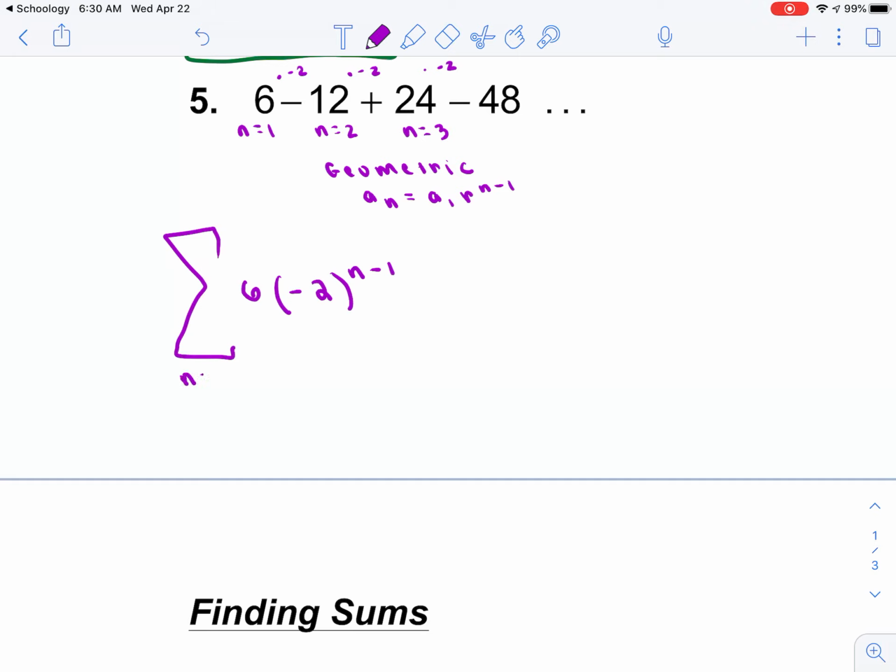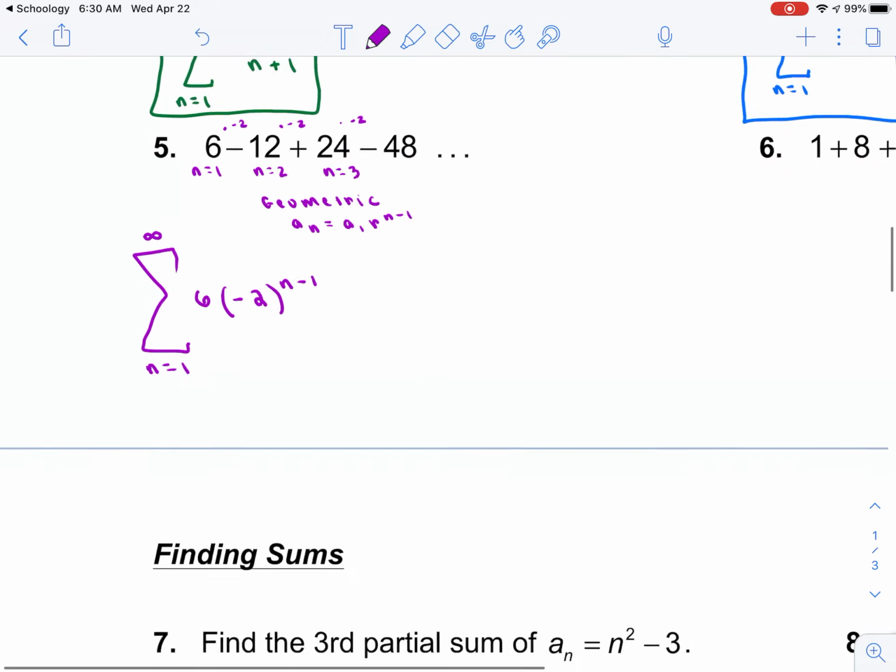And then note that if I sub in a 1, this is going to work because I'm going to get -2 to the 0 power, which is 1, times that 6. I do get that first term. Because of the dot, dot, dot, I can put infinity on the top of the sigma.